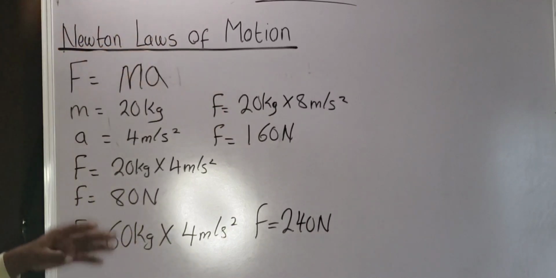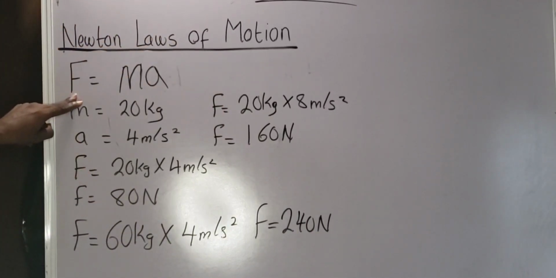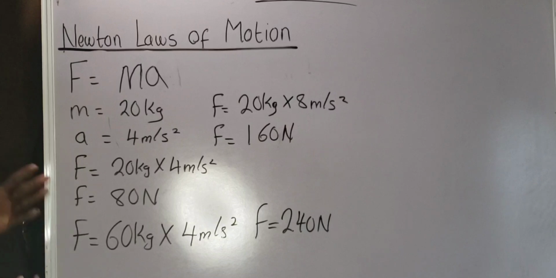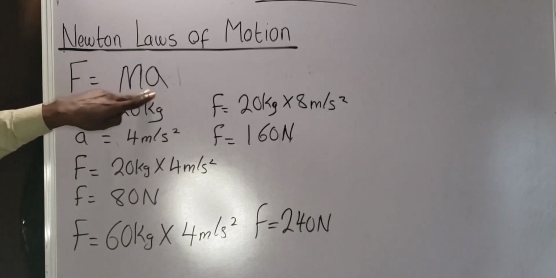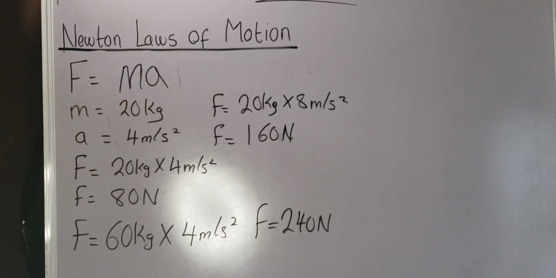You can see that according to Newton's laws of motion, the force acting on an object is directly proportional to the product of the mass and acceleration of the object. Do you understand? So that's the summary of Newton's laws of motion. And also Newton's second law of motion can be used to express the relationship between the impulse and momentum of an object. Okay, don't forget that.